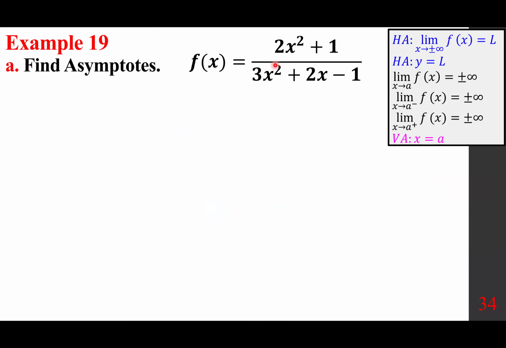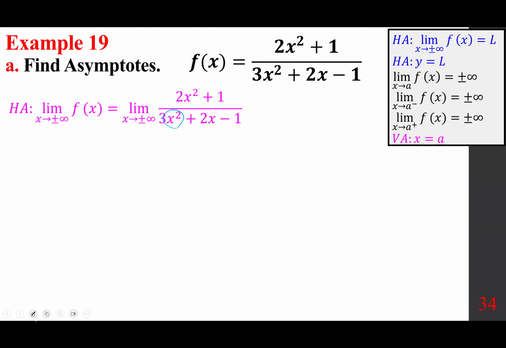Find asymptotes. f of x is 2x squared plus 1 over 3x squared plus 2x minus 1. To find horizontal asymptotes, we take a limit as x approaches infinity or negative infinity. So take the limit of this expression where x approaches positive or negative infinity, it makes no difference. The technique is the same. You have to divide by the highest degree term in the denominator because it's a rational expression.